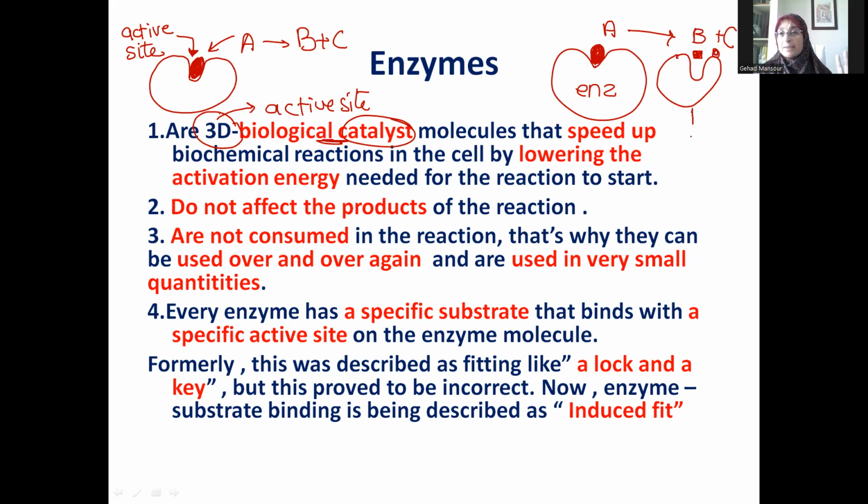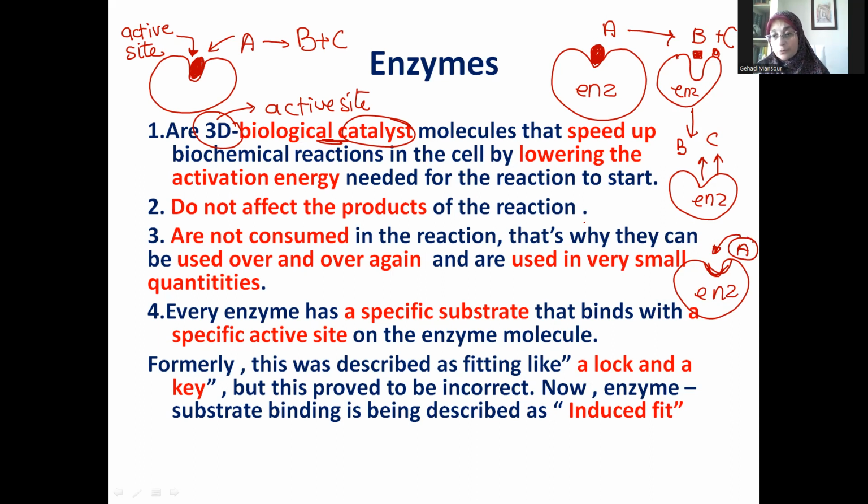And then after this has been done at a very fast rate because of the presence of the enzyme, the enzyme will unload itself from B and C. B and C will leave the active site, and the active site of the enzyme is now free. This unloaded active site is free again to receive a new molecule of the reactant A in order to start or speed up a new chemical reaction.